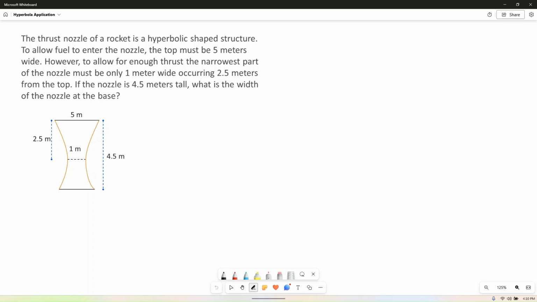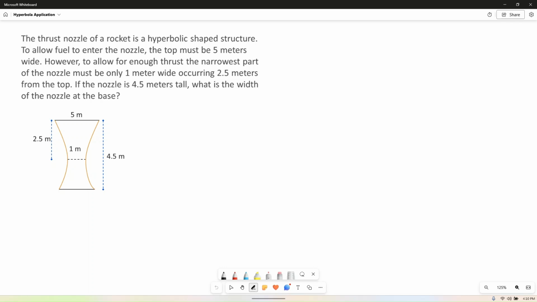So we have an illustration that accompanies the problem here. Again, we see a hyperbola shape in here. It's a hyperbola's two curves opening to the left and to the right, so that would be a horizontal hyperbola. But the hyperbolas are cut off at the top and the bottom.